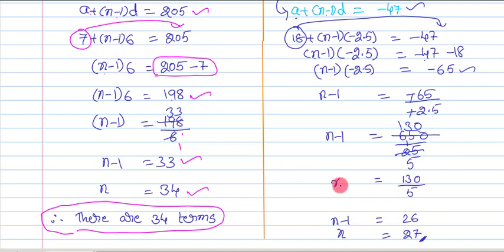So n minus 1 is equal to 130 by 5. Again this can be simplified, 5 2s are 10, 5 6s are 30. Then n minus 1 is equal to 26. From this, n is equal to 26 plus 1, which is 27. Therefore, there are 27 terms in this AP.